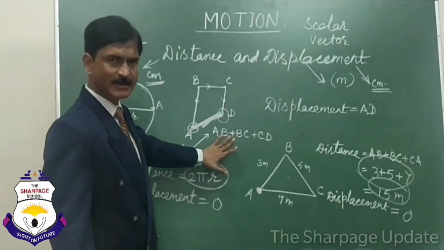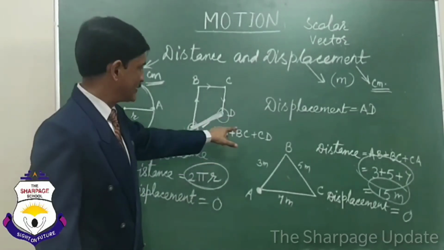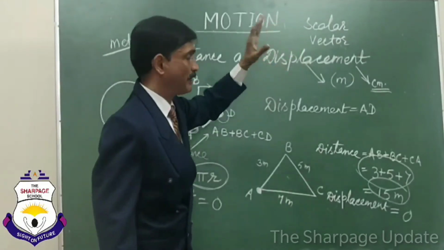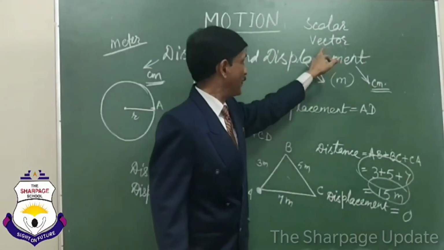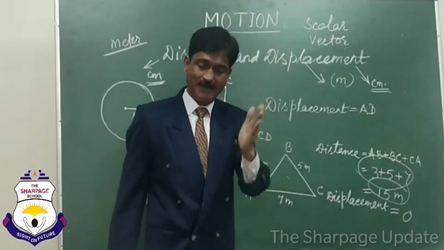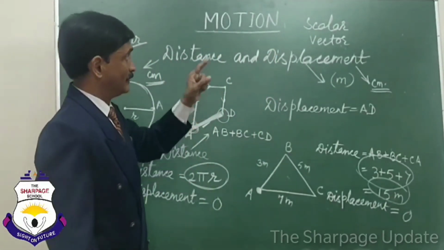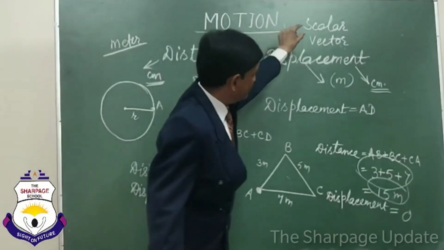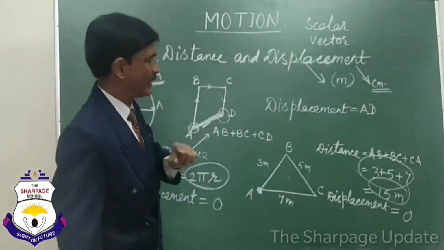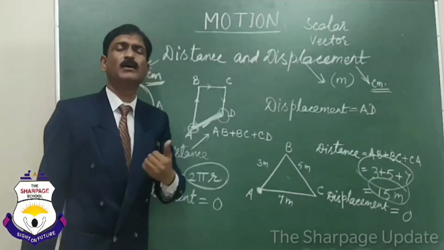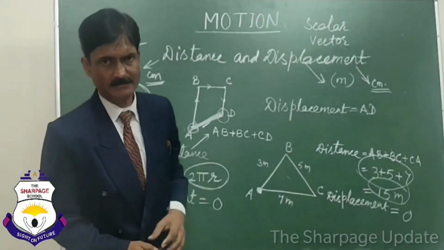हमें इसमें डायरेक्शन से कोई मतलब नहीं है. So this is the magnitude, means scalar quantities have only magnitude but no direction. But vector quantities have magnitude as well as direction. So by explaining these two terms, we can say that distance is a scalar quantity and displacement is a vector quantity.